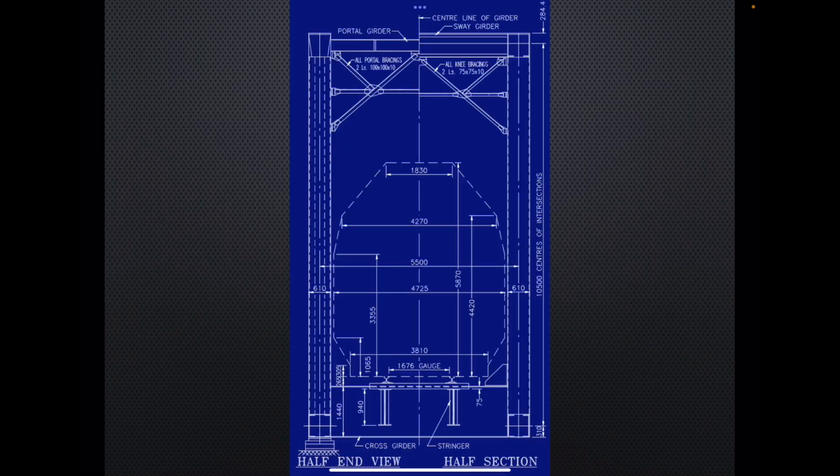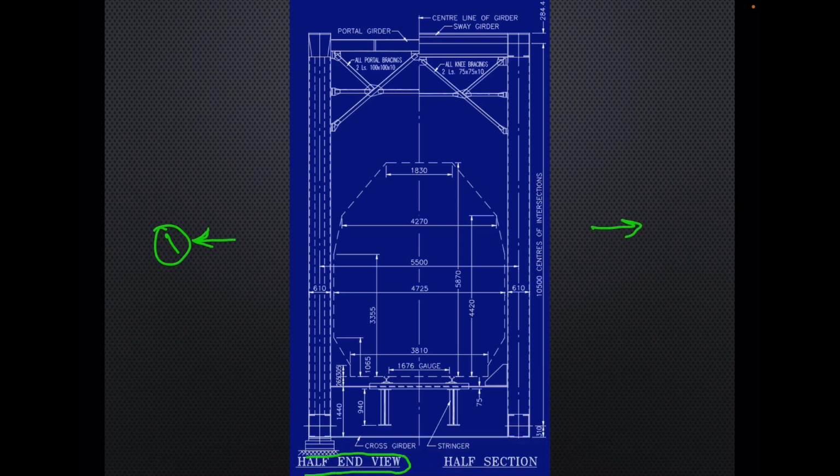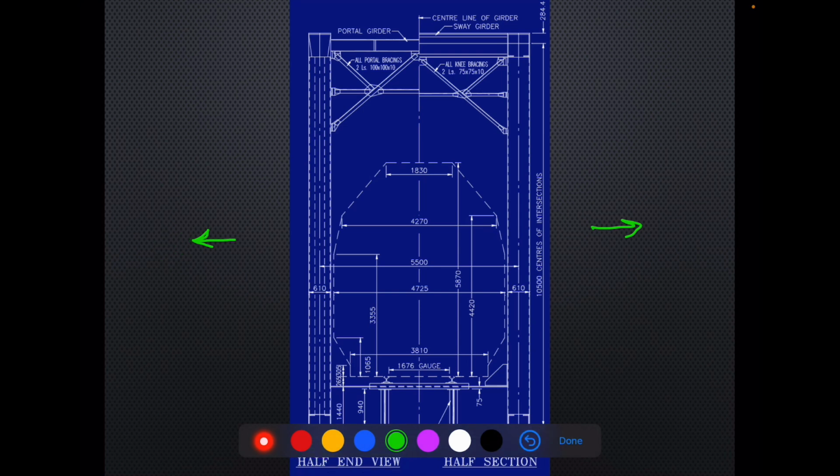Now we can also see the cross section of an open web girder. On the left hand side we have the half end view, and on the right hand side we have the half sectional view. So let's talk first about the half end view. This is the half end view.